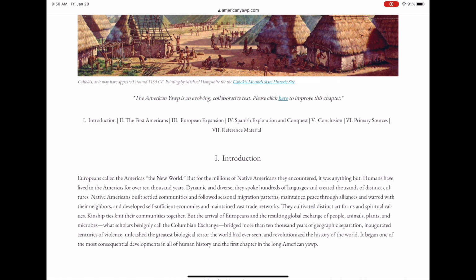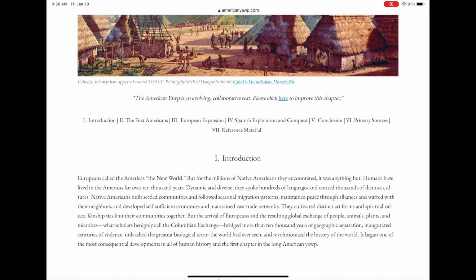So if you're looking at the question on Indigenous peoples, section 2 on the first Americans would be important to you. If you are looking at the second question, sections 3 and 4, European expansion, Spanish exploration and conquest, those would be maybe the ones that you're going to take a look at. I want you to read the pertinent information, and then I want you to create 100 words of analysis. A way to think about doing this is to think about how the American Yawp would answer the question that you have in front of you.